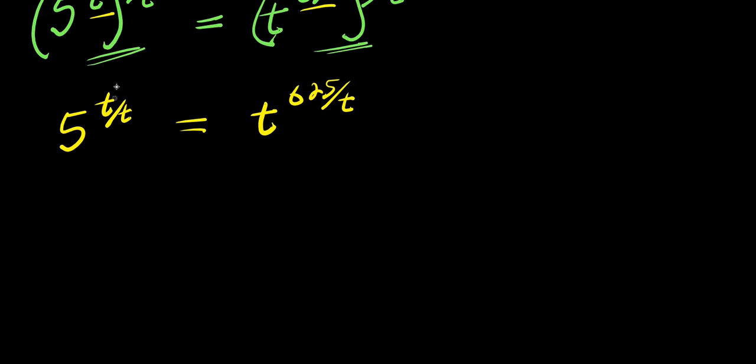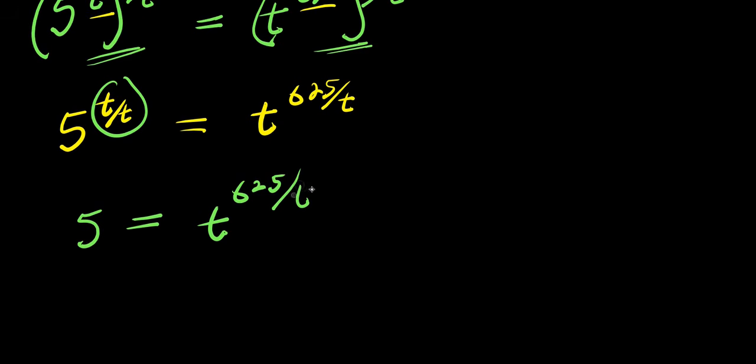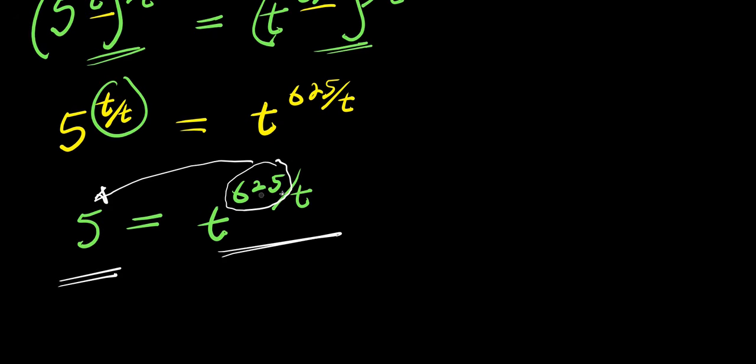So from here, t divided by t is 1. So I have 5 to the power of t to the power of this is 65 divided by t. Now I have 65 right here. I need to eliminate the 65 and move it over here because I want the variables to be here and the numbers to be here. So for us to eliminate this 65 here, I can also multiply this exponent by 1 over 65.